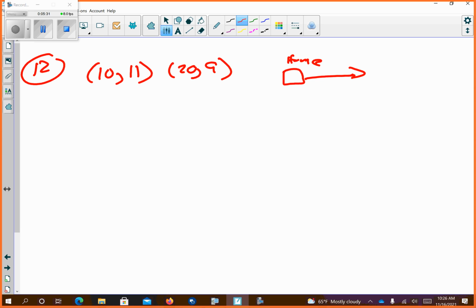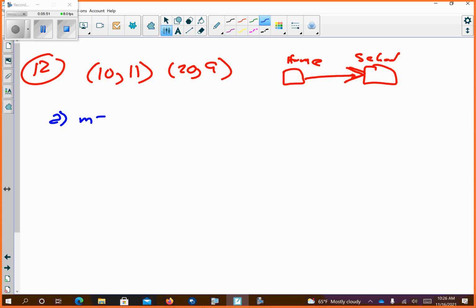His home's here. His school is here. So he's riding his bike to school. That's what we said in the original problem. As you ride towards your school, you should have a lesser and lesser distance. Write a linear function that models Harold.